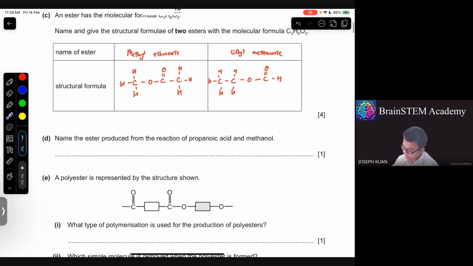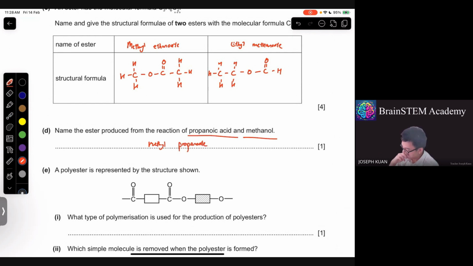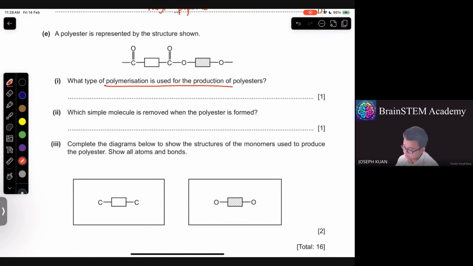Okay, moving on. Name the ester produced from the reaction of propanoic acid and methanol. So first name from the alcohol, methyl. Second name from the carboxylic acid, propanoate. Next, a polyester is represented by the structure shown. What is the type of polymerization used for the production of polyesters? Because that removes a small molecule during the formation, this is called a condensation polymer. And the simple molecule removed is water.